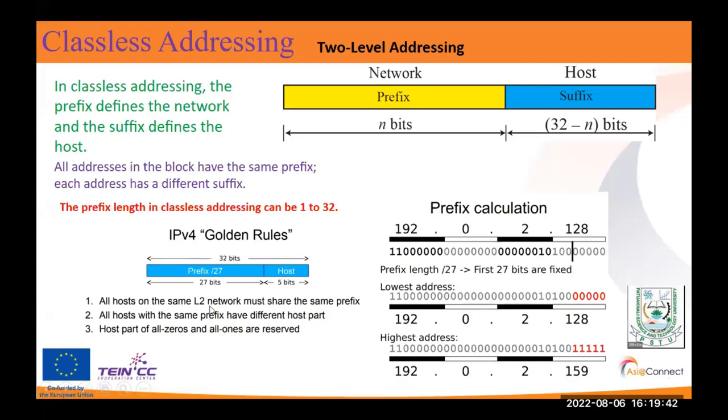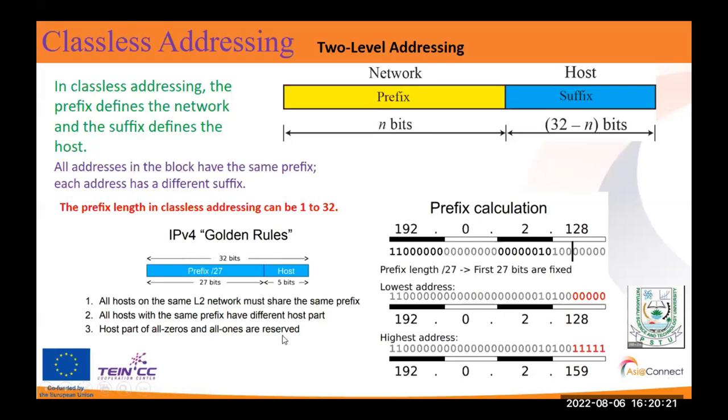Basically, all hosts on the same level 2 network must share the same prefix. I have already told you that all addresses in a block have the same prefix, but each address has a different suffix. That means the host ID will be different, but the network ID will be the same for all hosts. And all hosts with the same prefix have different host parts, and host parts of all zeros and all ones are reserved. So when you have taken a block of IP addresses, you should be careful that the host part of all zeros and all ones is reserved.